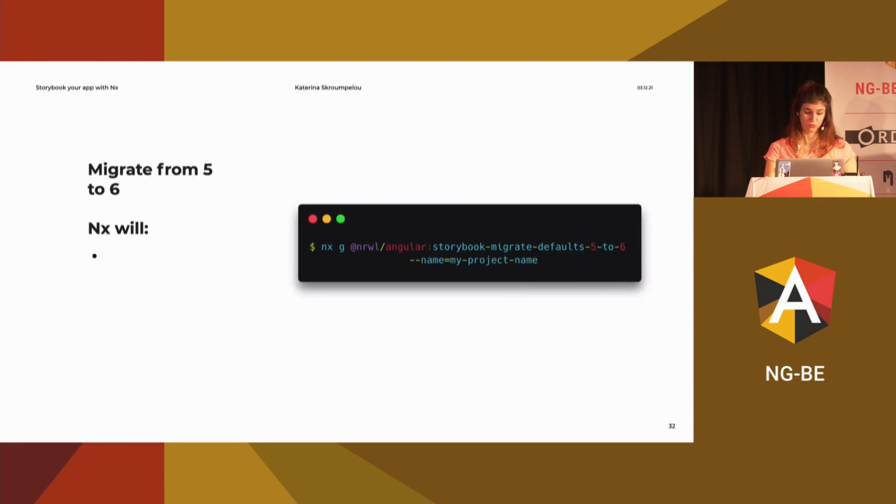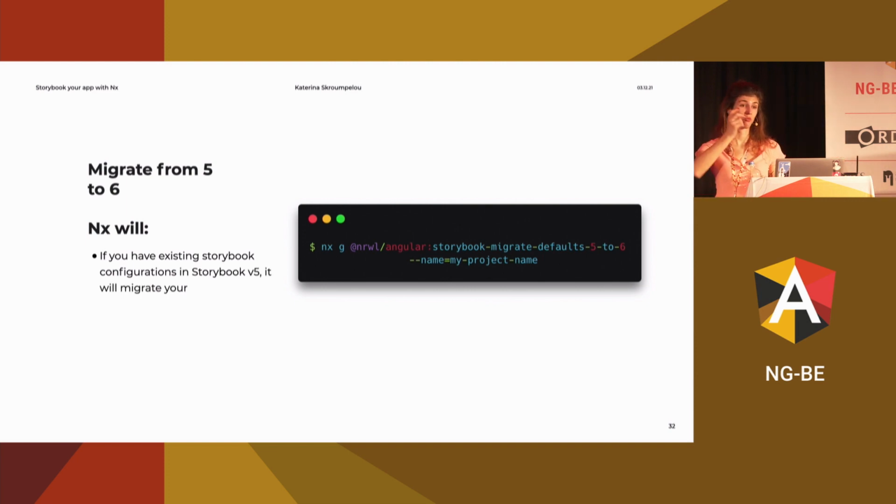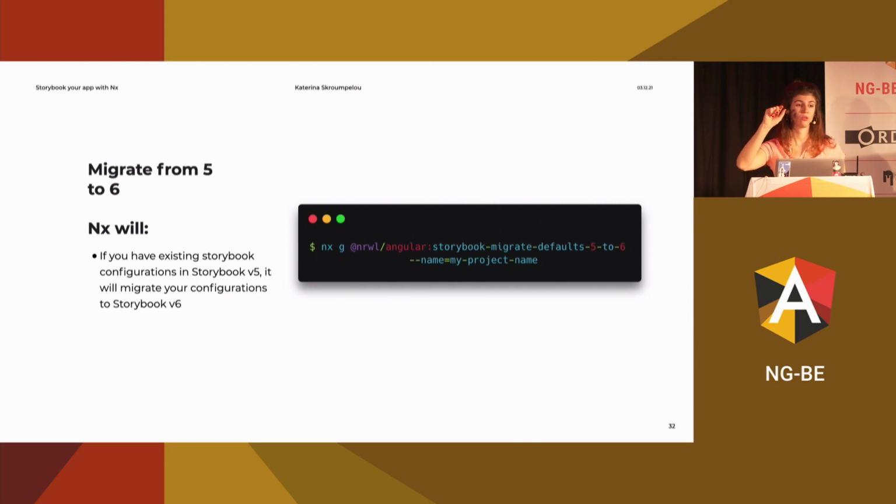Also, we have some migrators. As I said, migrators are scripts that we have that will update your code, and they will edit your code to match newer versions, and they will also update packages in your package JSON. When you want to migrate Storybook from 5 to 6, you would just run a migrator. The Storybook migrate defaults 5 to 6. If you don't like that name, I came up with it.